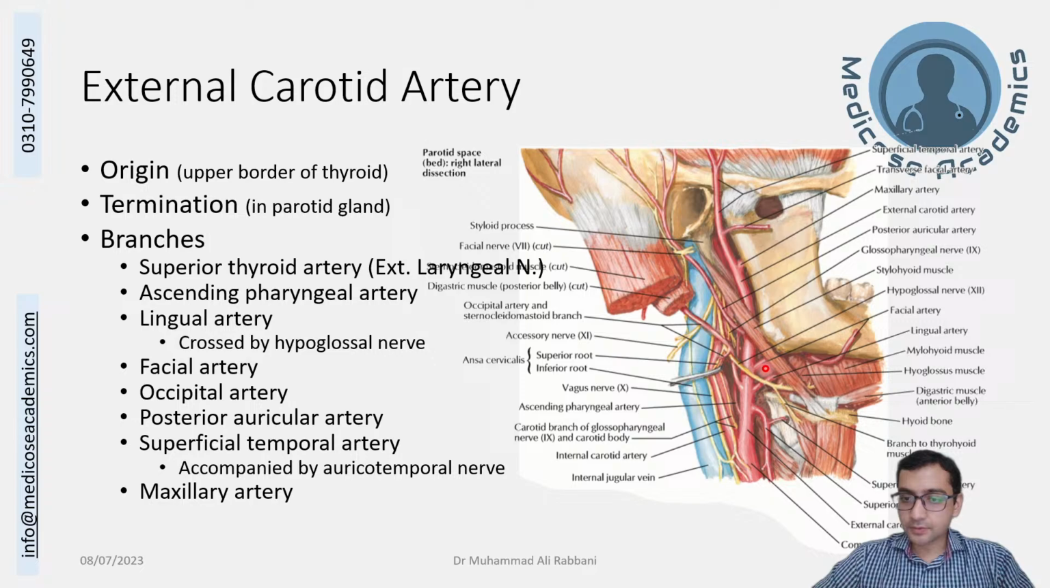the 2 terminal branches. The root from the bifurcation at the level of thyroid cartilage moves around the angle back in front of the tragus. Here it divided into maxillary and superficial temporal, 2 branches, then 3 branches in the front. The one going down is the superior thyroid.